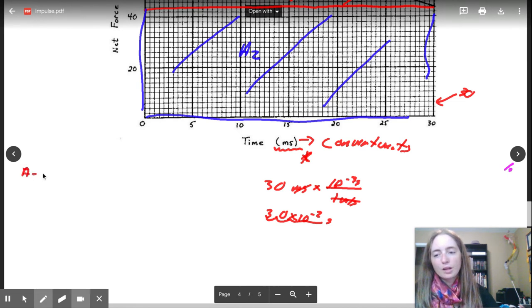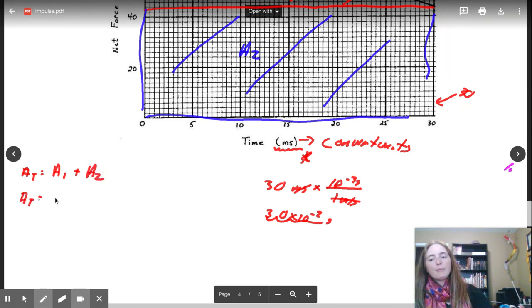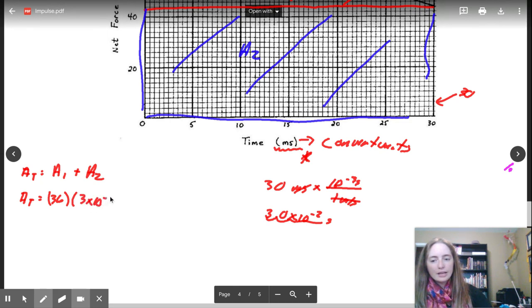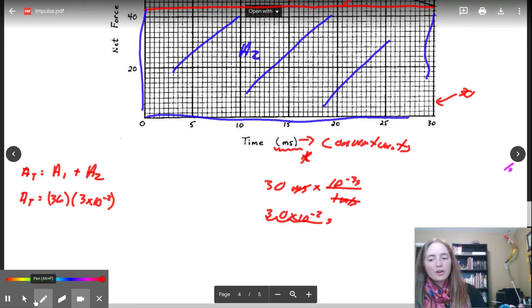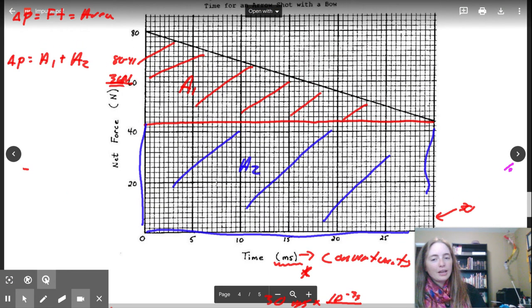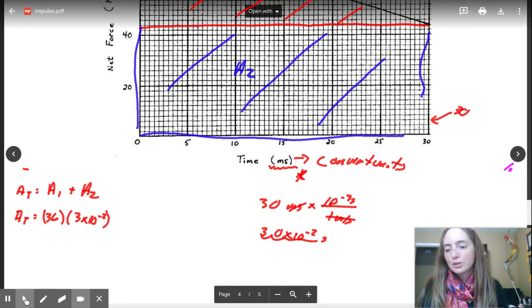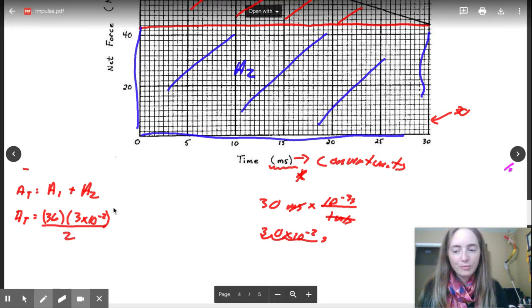So area total, A1 plus A2. Remember our length there is our 36 newtons, and we are going to be multiplying that by our time, the bottom part of that triangle, which is our 3 times 10 to the negative 2. Now, because area 1 is a triangle, we can't just do length times width. We have to do base times height divided by 2. So you're going to need to divide that by 2. That's the value of area 1.